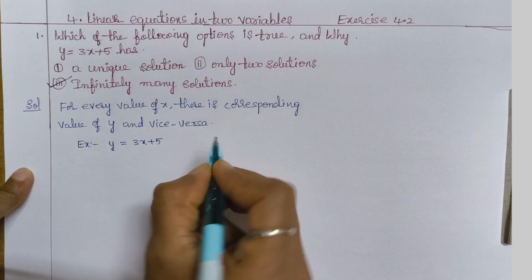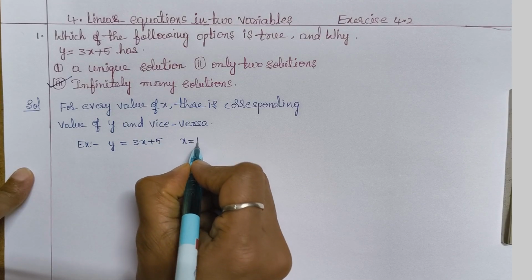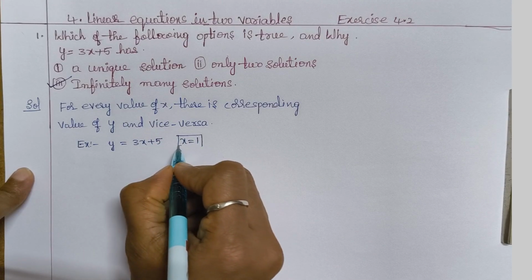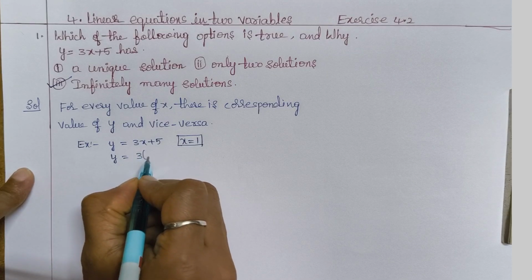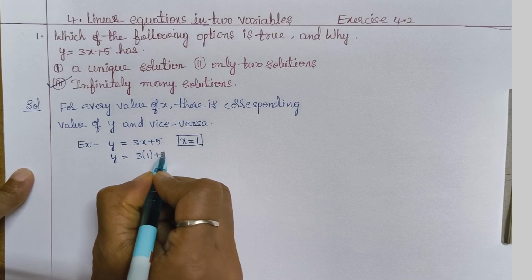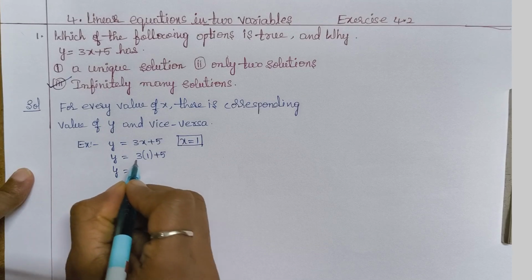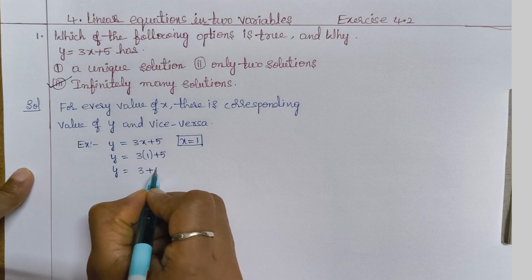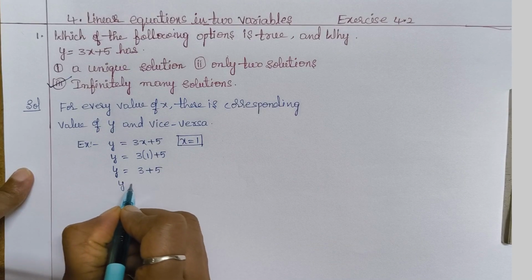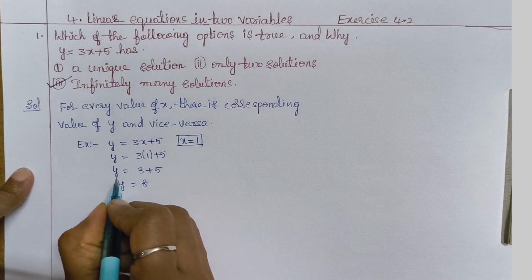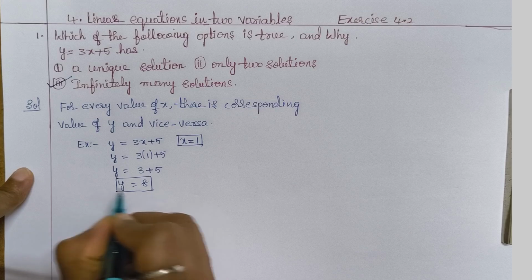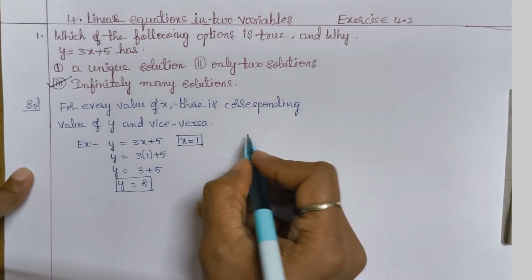Here I am taking x value 1. Taking x value 1 means y is equal to 3 into 1 plus 5. So y is equal to 3 ones are 3, plus 5. So what is the y value? 8 you will get. So taking x value 1 means you will get y value 8.